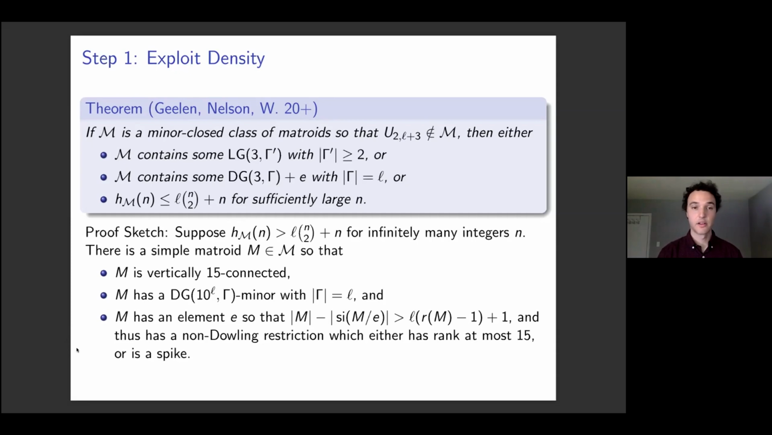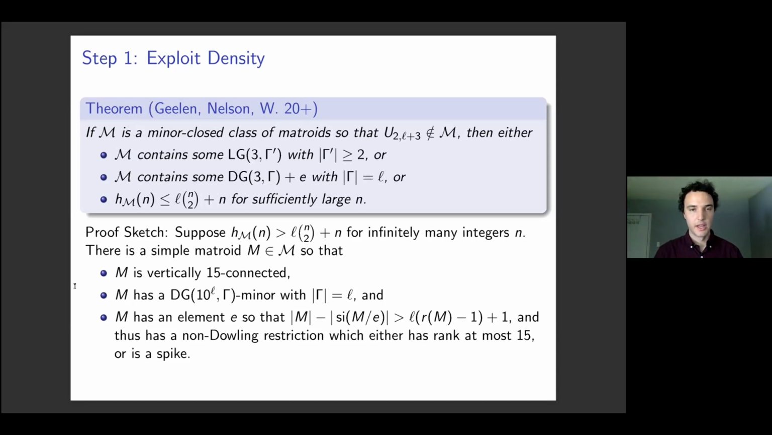This gives a non-Dowling restriction, which either has rank at most 15 or is a spike. So I'll define what a spike is on the next slide. But the point is that this restriction either has bounded rank, which makes it nice to work with, or is a specific matroid. It's a spike, and spikes have some nice properties that we can exploit. Okay, so this is nice because we get all of this just from this density assumption.